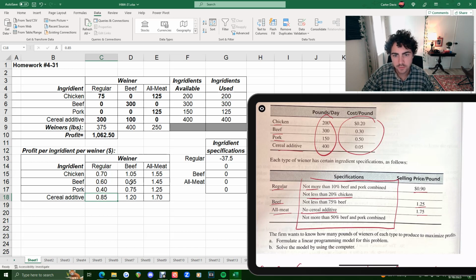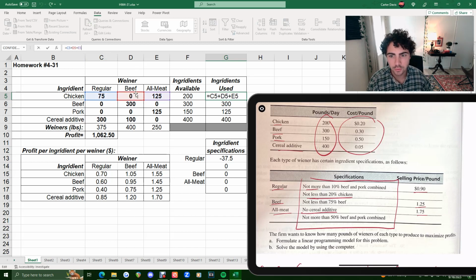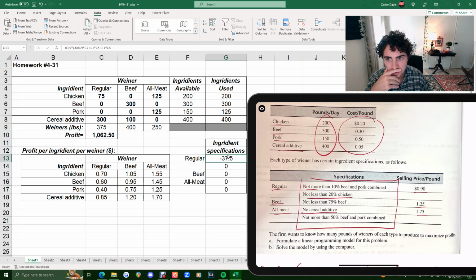Okay, so once we have that, let's talk about these equations here. The ingredients used, hopefully this makes sense, is the total ingredients used within this row. The total chicken you're using is just the sum of all the chicken you're using in each wiener. Same thing here, same thing here, same thing here. So they're just adding up the rows. You might be asking yourself, where did these values come from? These, I think, are from the solver. No one input these. It was the computer that produced those. Okay, and then let's talk about these, and then we'll move on.